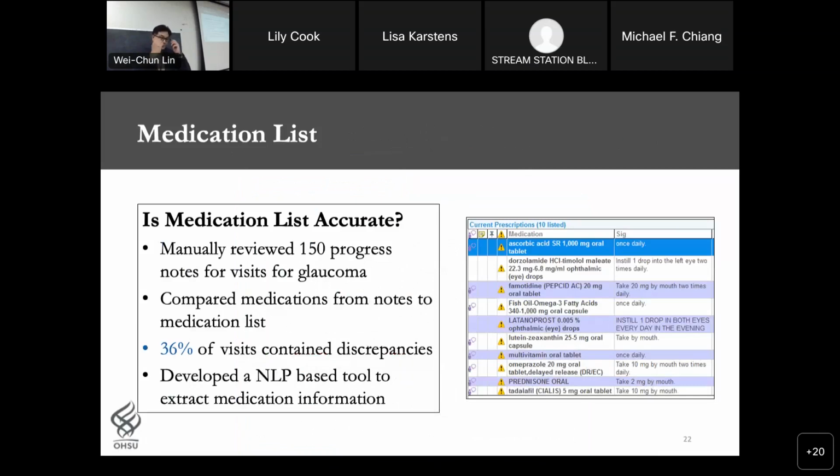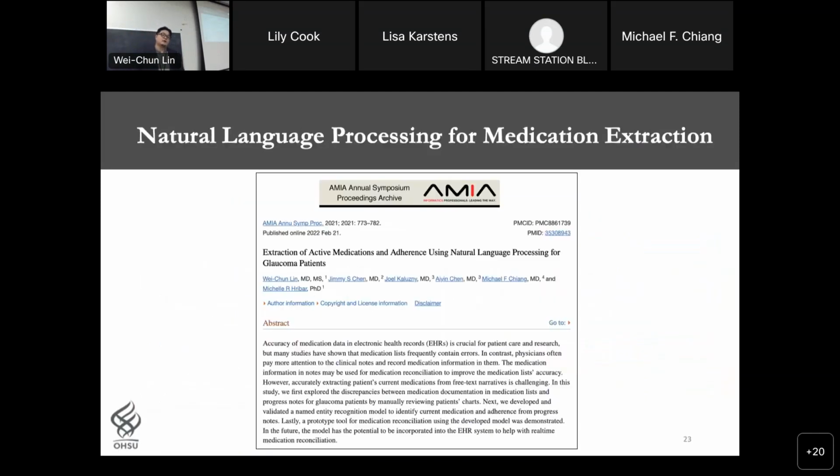To answer this question, we manually reviewed 150 progress notes, and we found some discrepancies between the progress notes and the medication list. Since manual review is time-consuming and labor-intensive, we developed an NLP tool to extract the medication information. We developed a natural language processing model to automatically extract active medication and medication adherence from free-text progress notes, and demonstrated a prototype medication reconciliation tool using the developed model. This work was published at the AMIA Annual Symposium in 2021.